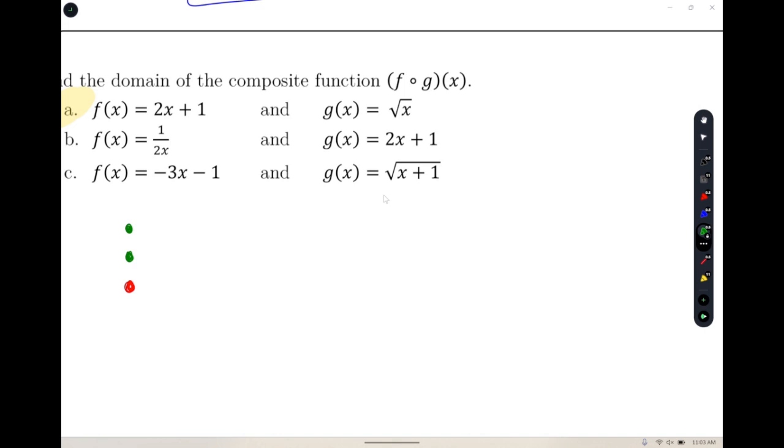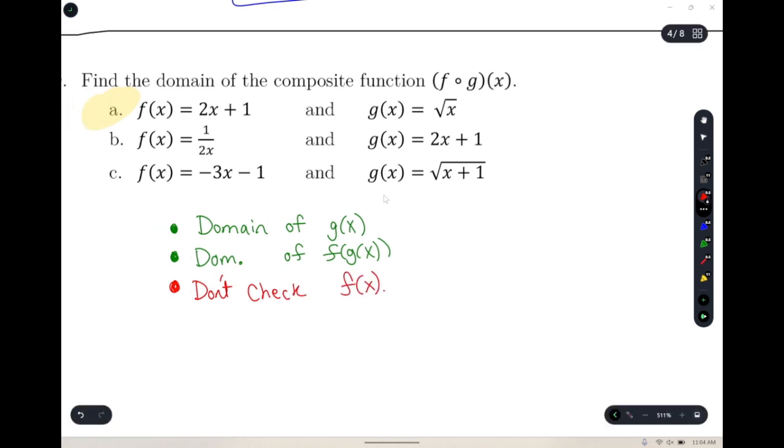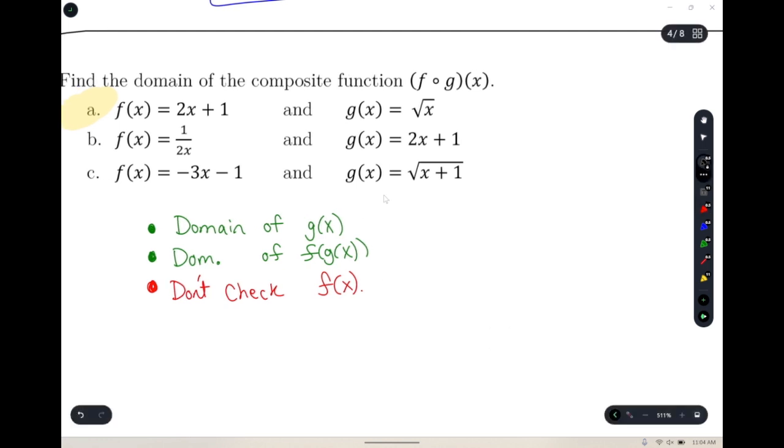What do you check? g of x. You check the domain of g of x. Then the domain of the whole entire thing, which is f of g of x. And then it's worth noting that you don't check f of x. It's just worth racking your brain and remembering that so you don't accidentally do it somewhere along the process. Okay? So let's go ahead and do A.